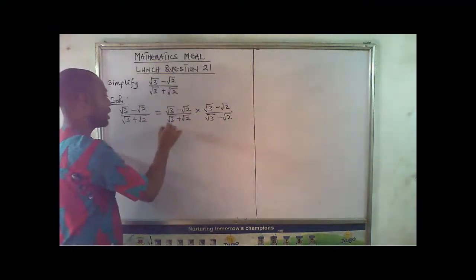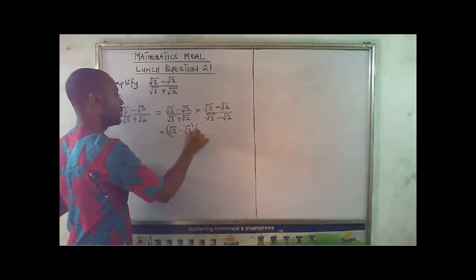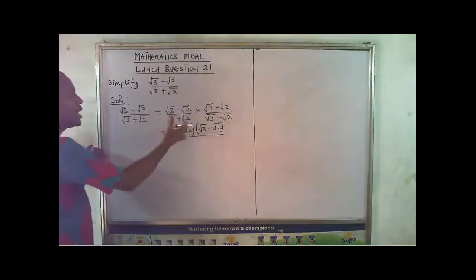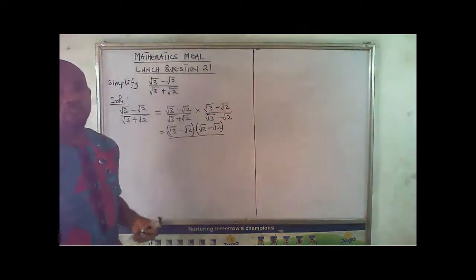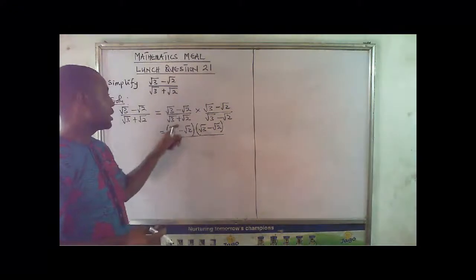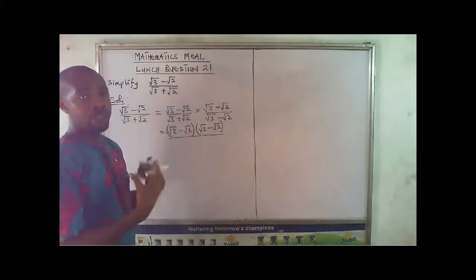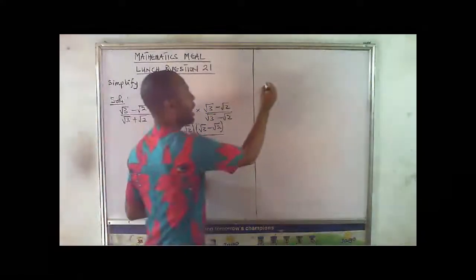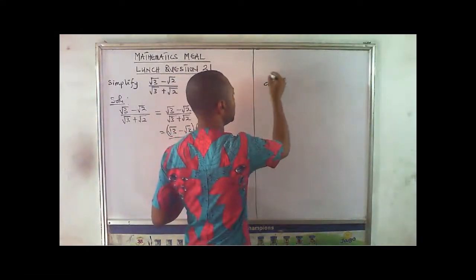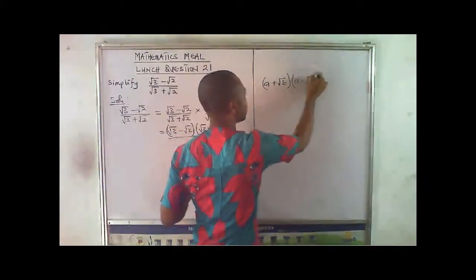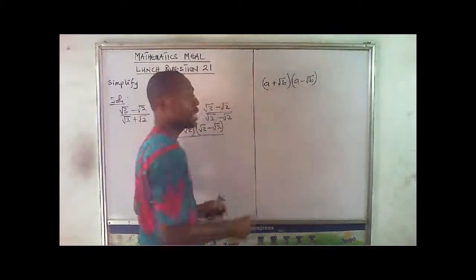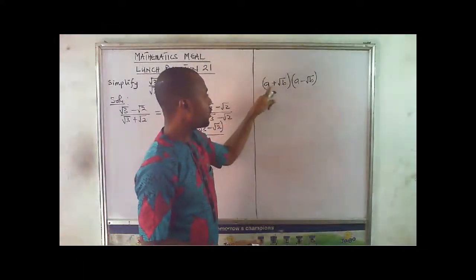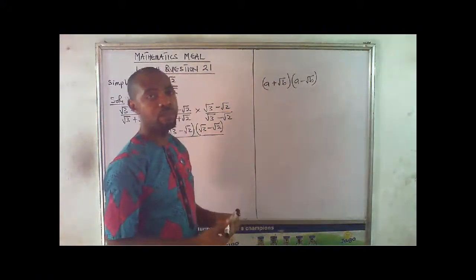We have (root 3 minus root 2) times (root 3 minus root 2) divided... Now we have a special way of multiplying conjugates. This and this are conjugates. Remember, this special way is only when you are dealing with what? Conjugates. If I have a plus root b times a minus root b, these two surds are conjugates. You will discover that the only difference between them is the sign separating the two terms. So that's what makes them conjugates.